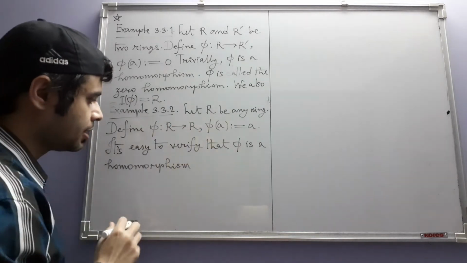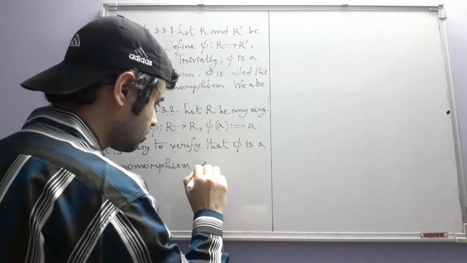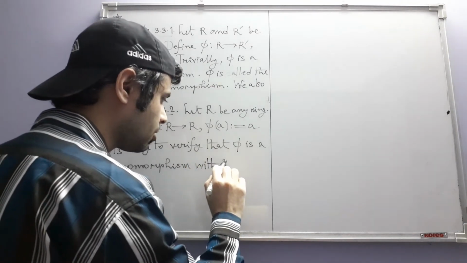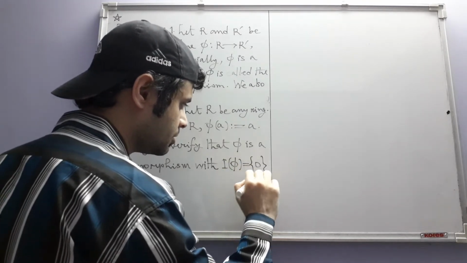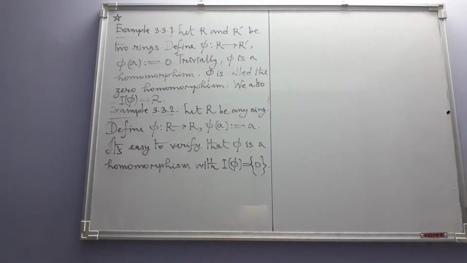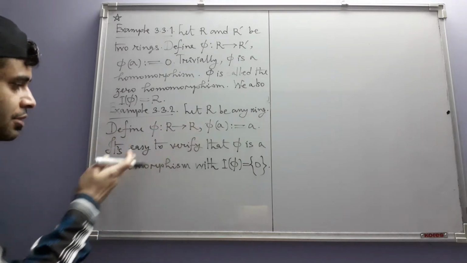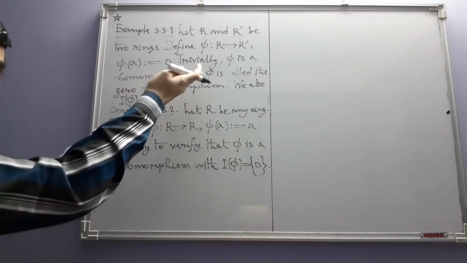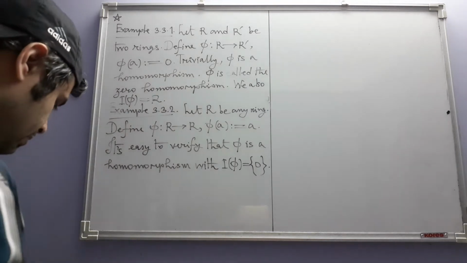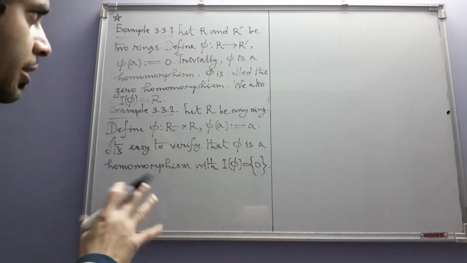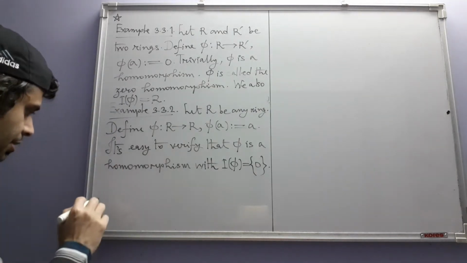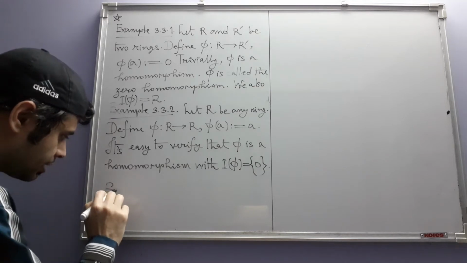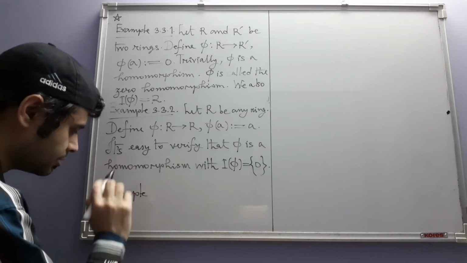Here, however, in this case, the kernel is the smallest possible. It consists of only the zero element in R. Okay, so these are two extreme cases. And the fact that this is a homomorphism can be verified in much the same way that we did in this case. Okay, then in the next example, these two are somewhat trivial homomorphisms. The next one is not trivial, and we will see. In the next one we have to work out the things.